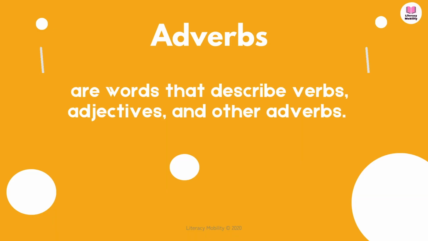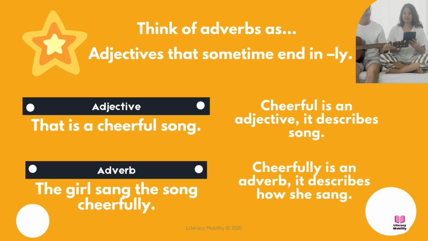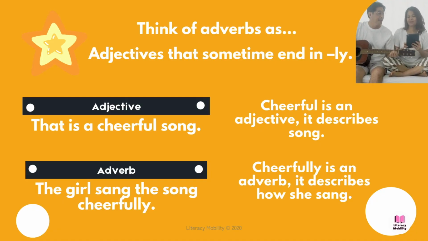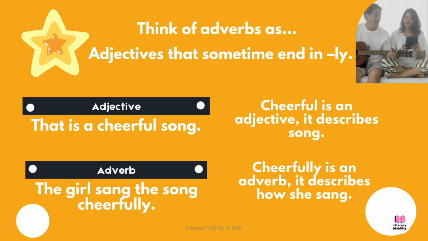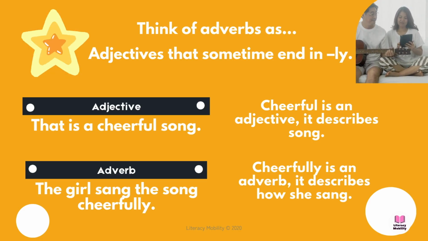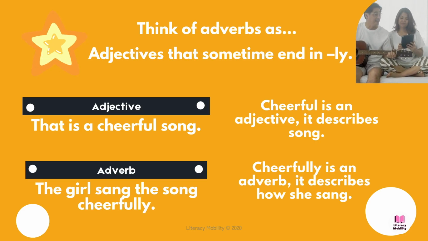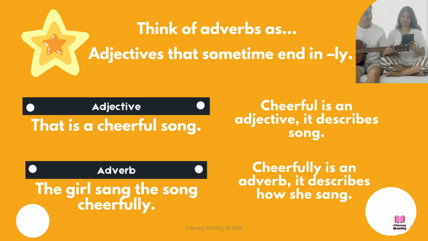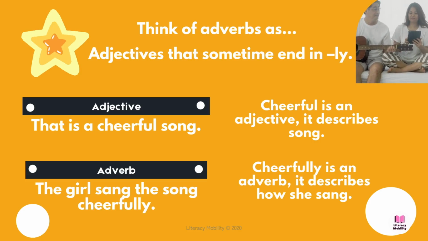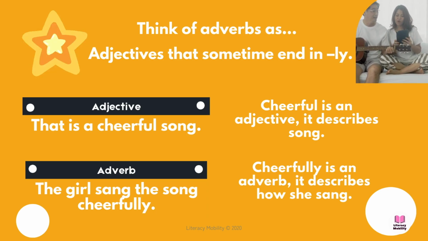Adverbs are words that describe verbs, adjectives, and other adverbs. Think of adverbs as adjectives that sometimes end in ly. So here is the word cheerful as an adjective. That is a cheerful song. Cheerful is an adjective. It describes song. So here is the same word as an adverb. The girls sang the song cheerfully. Cheerfully is an adverb here. It describes how they sang.